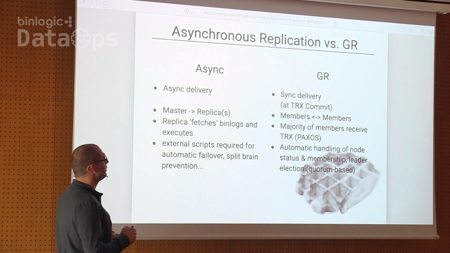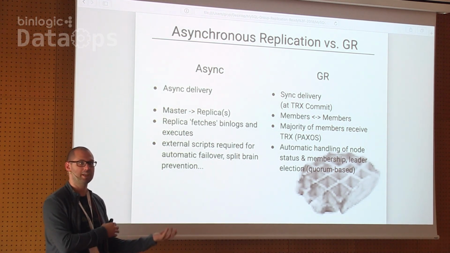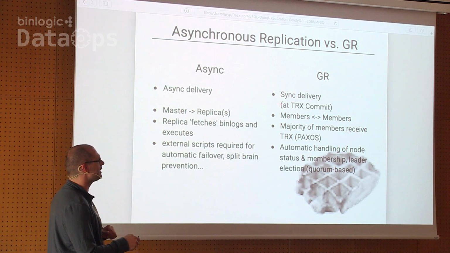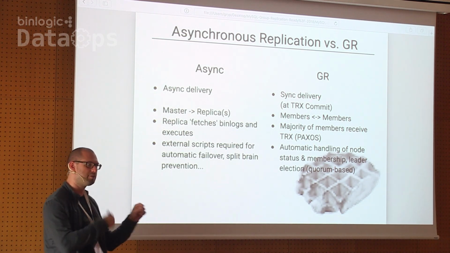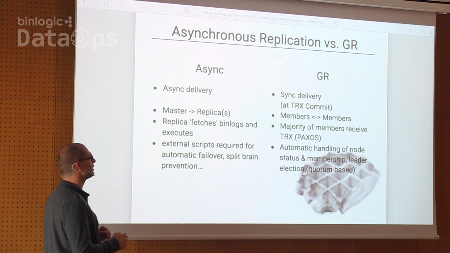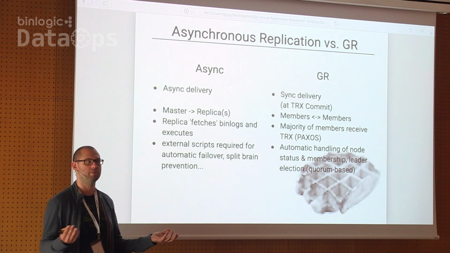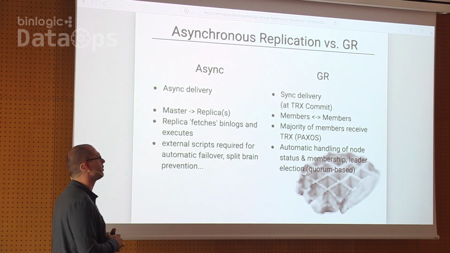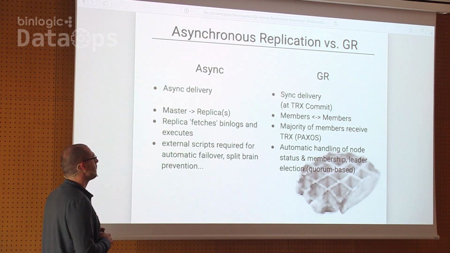With asynchronous replication, the delivery of messages, the writes happening on the master towards the replica, happens asynchronously. With Group Replication, the delivery happens synchronously. I have some diagrams that I can show you. There's a concept of master and replicas. In Group Replication, you just have members of the cluster. So you have multiple masters; members is what it's called in this particular case.